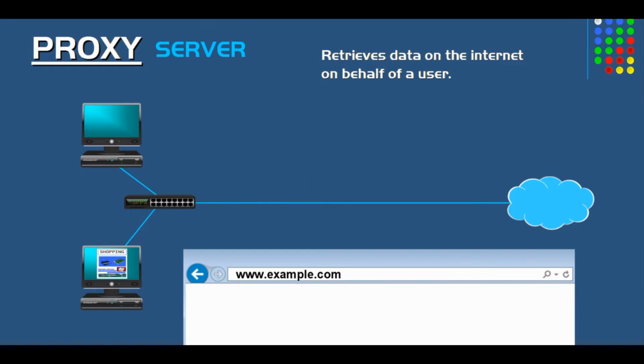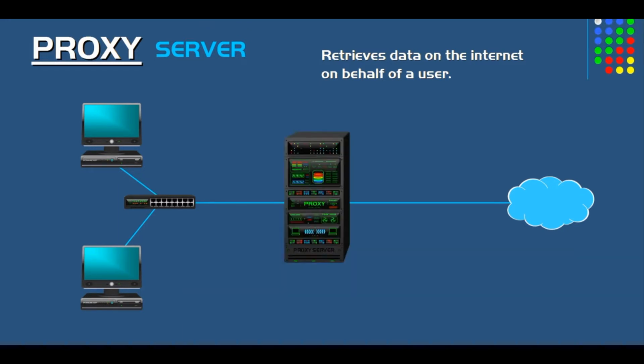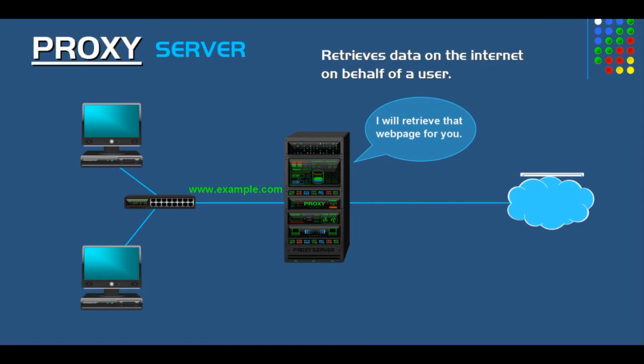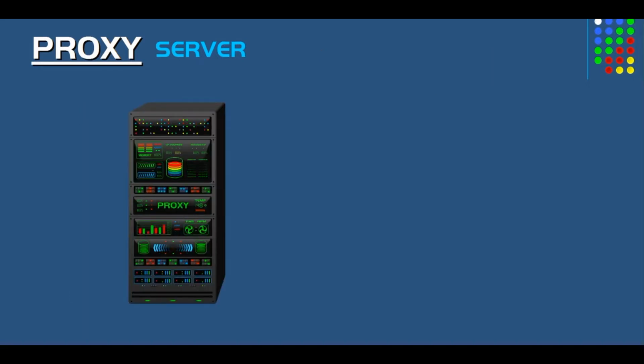Now, when you go through a proxy server, the proxy server will act like a middleman and will retrieve that web page for you. So now when you want to go to a website, the proxy server receives the request from your computer, and the proxy server will directly retrieve the web page on your behalf and then send it to your computer. So the question is, why would you want to use a proxy server?